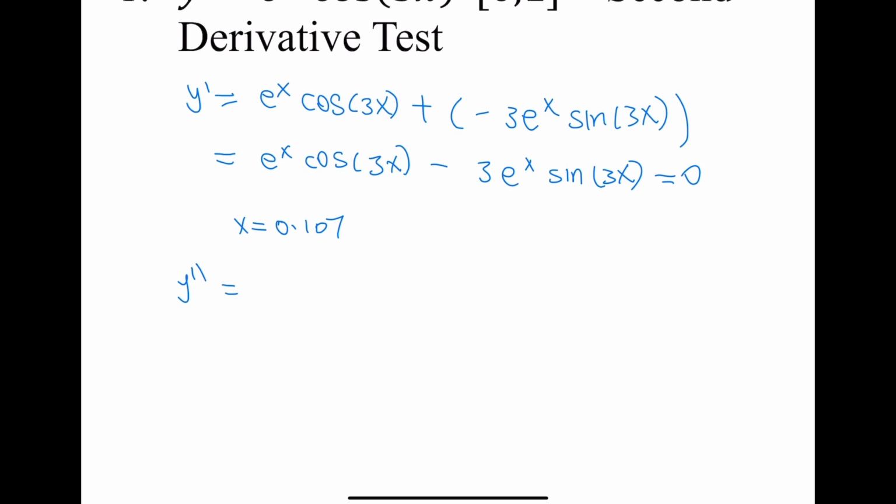So we're going to do math 8, okay? So dy over dx, and then we're going to put in our y prime function: e to the x cosine 3x minus 3 e to the x sine 3x. And then when x is equal to 0.107, using that, we get around negative 10.5556, which is less than 0. So it's a negative number.